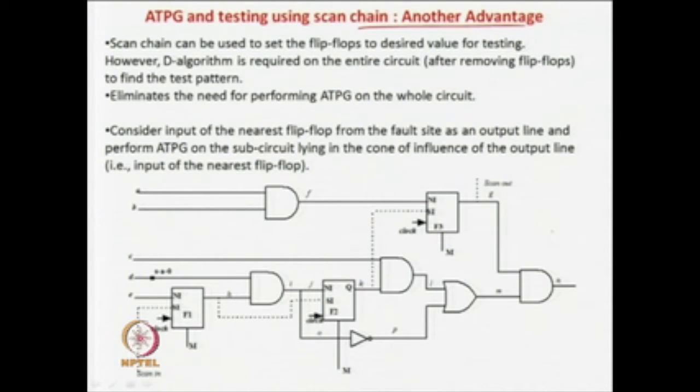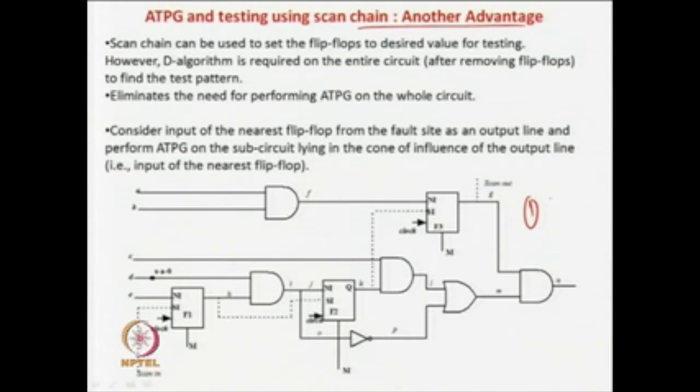So, what happened if you are using the scan chain, whatever we discussed till now, in the shift register mode and reset mode? The first step was to remove the flip flops, and second, the D-algorithm. You remove all the flip flops from the circuit and perform a D-algorithm on the whole circuit. But now we will see that by using scan chains you need not do the D-algorithm on the whole circuit; you can take only a partial circuit and do this.